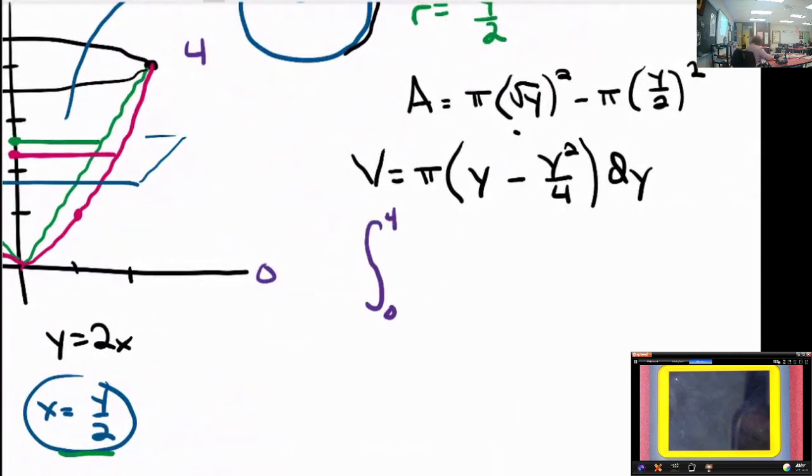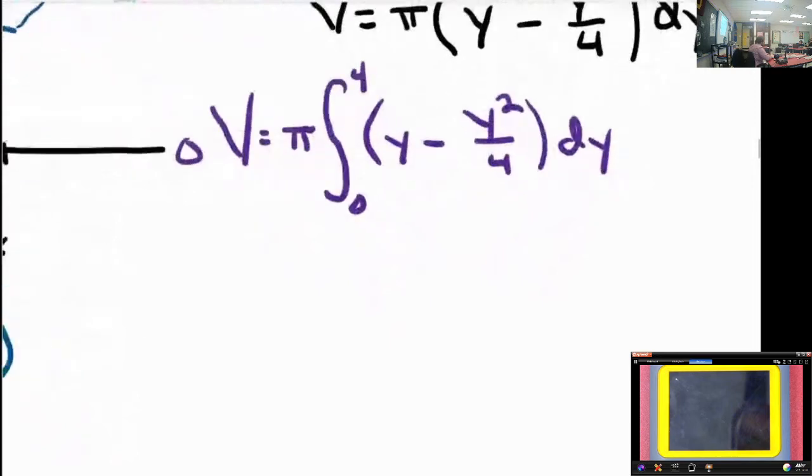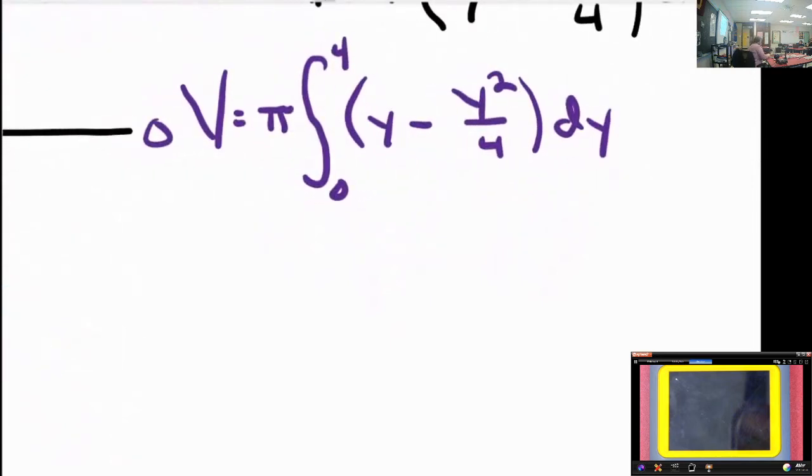This is the integral from 0 to 4. I'm going to put pi in front because it factors out. And we have y minus y squared over 4 times dy. That's going to be the total volume of our three-dimensional revolution. And again, this is not terrible to do by hand. It would just be an antiderivative that we would plug in 4 to. It's easy enough to do by hand. Let me try it. Let's just give this one a shot.